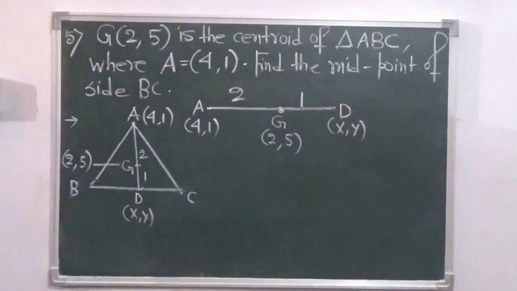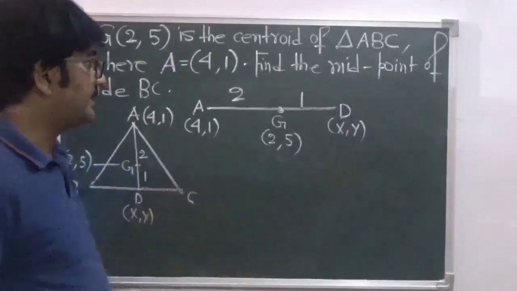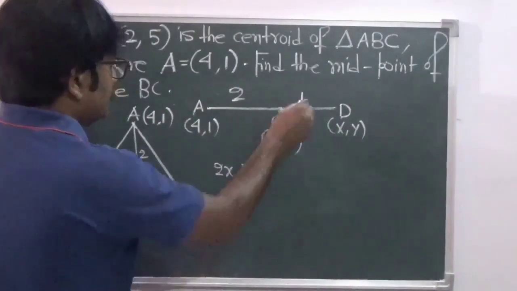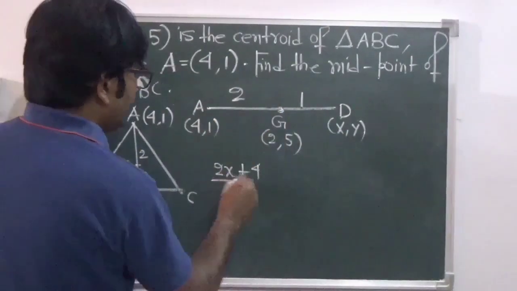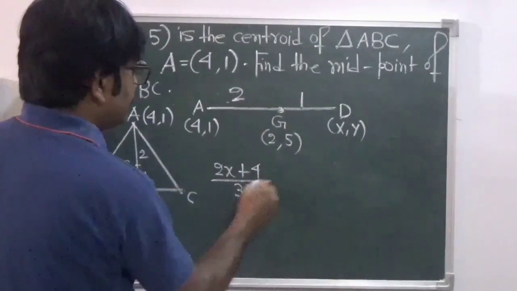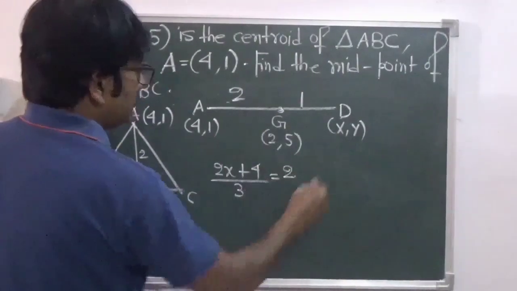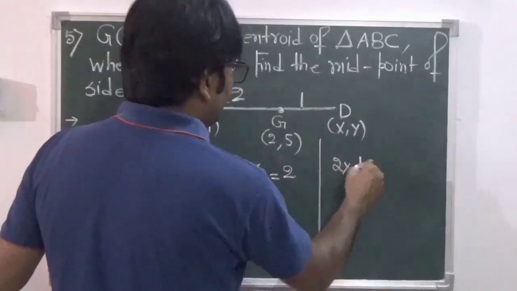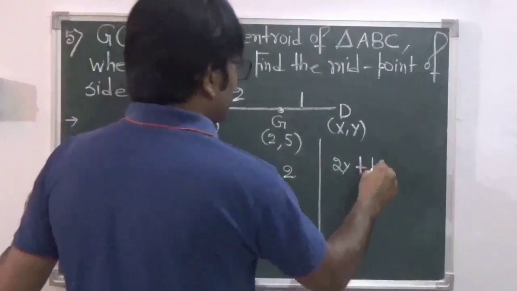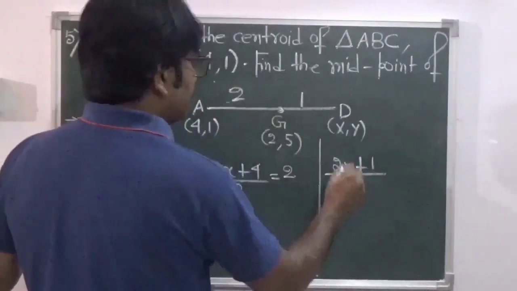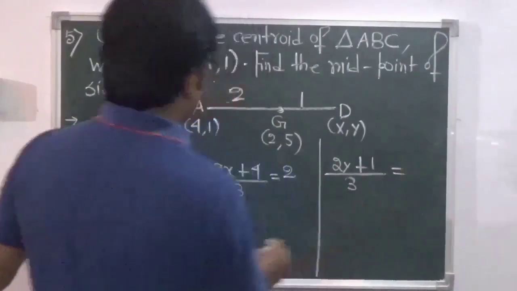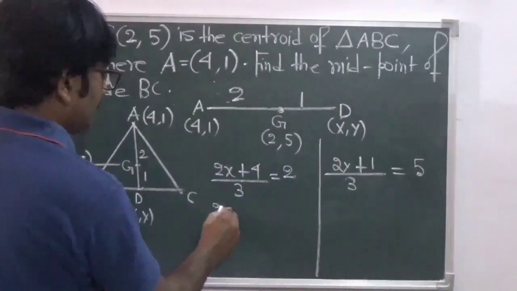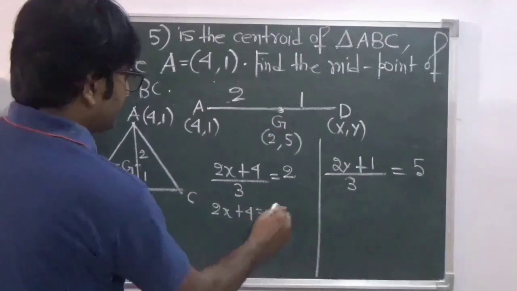Applying the section formula, now you can find the values of x and y. We have 2 into x plus 1 into 4, that is 4, by 2 plus 1, that is 3, is equal to 2. Similarly, 2 into y plus 1 into 1, by 2 plus 1, is equal to 5. So we have 2x plus 4 equals 6.